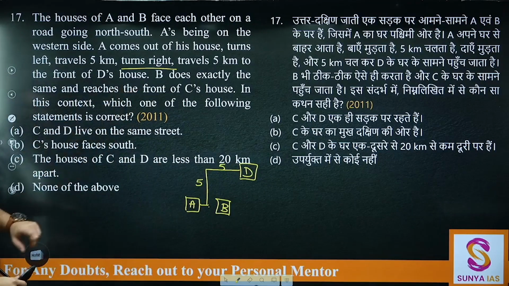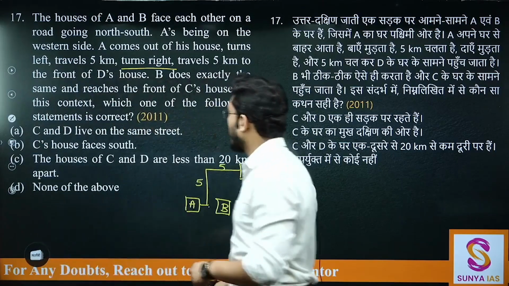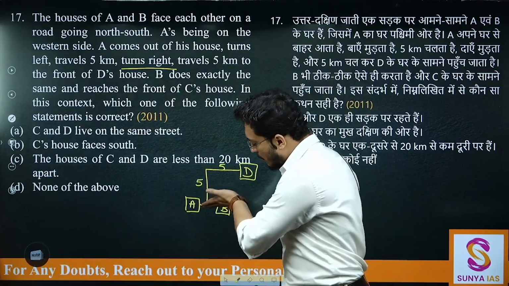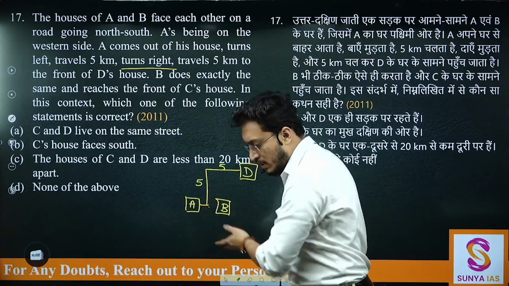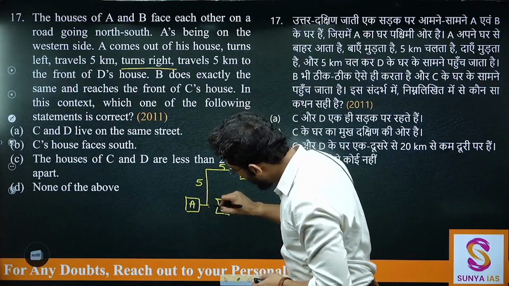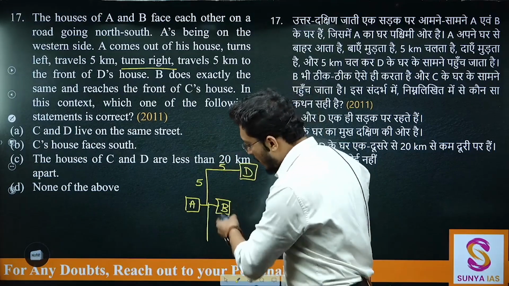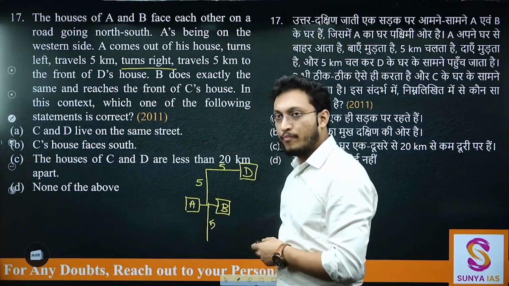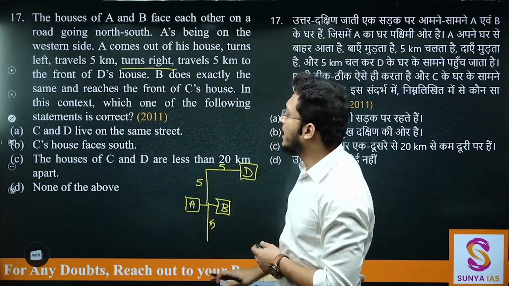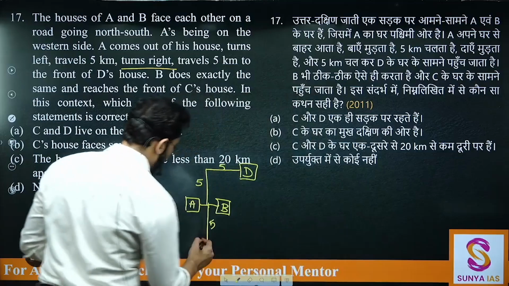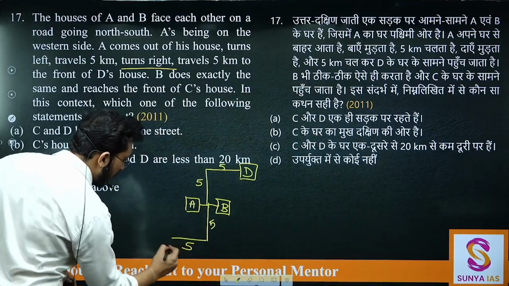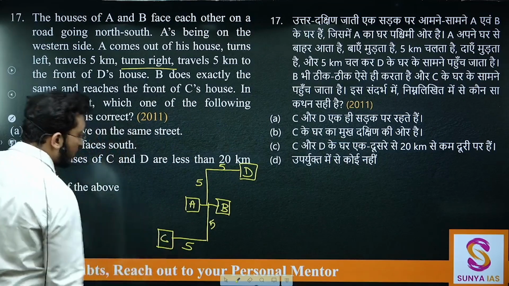Next, B does exactly the same and reaches the front of C's house. Now if B comes out and turns left, B starts moving in this direction. So B comes out of his house, turns left, and moves 5 kilometers. From here he turns right and moves 5 kilometers. So now he will reach this point, and this is where the house of C is located.